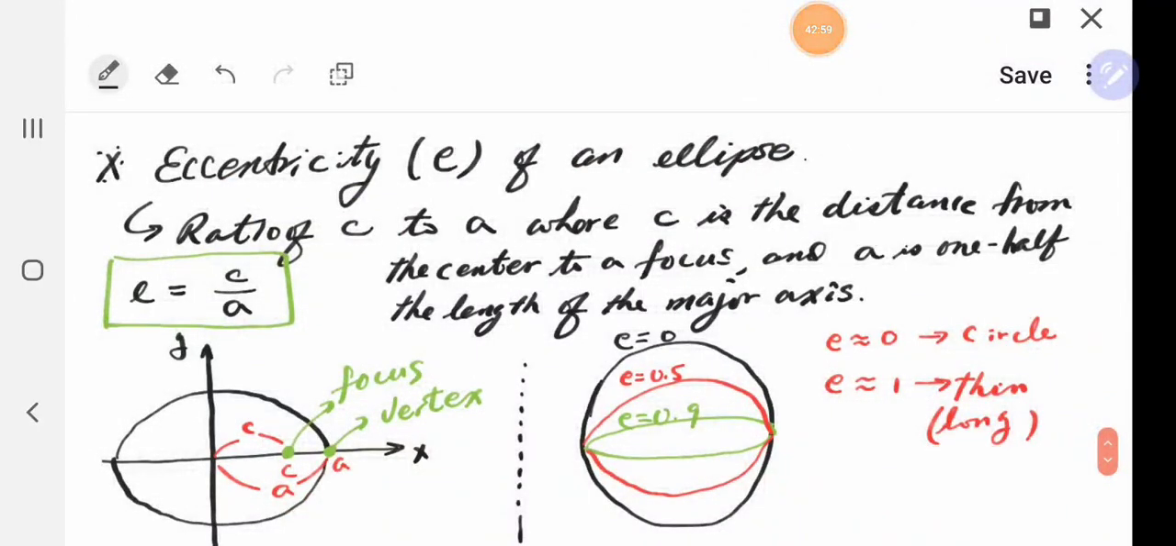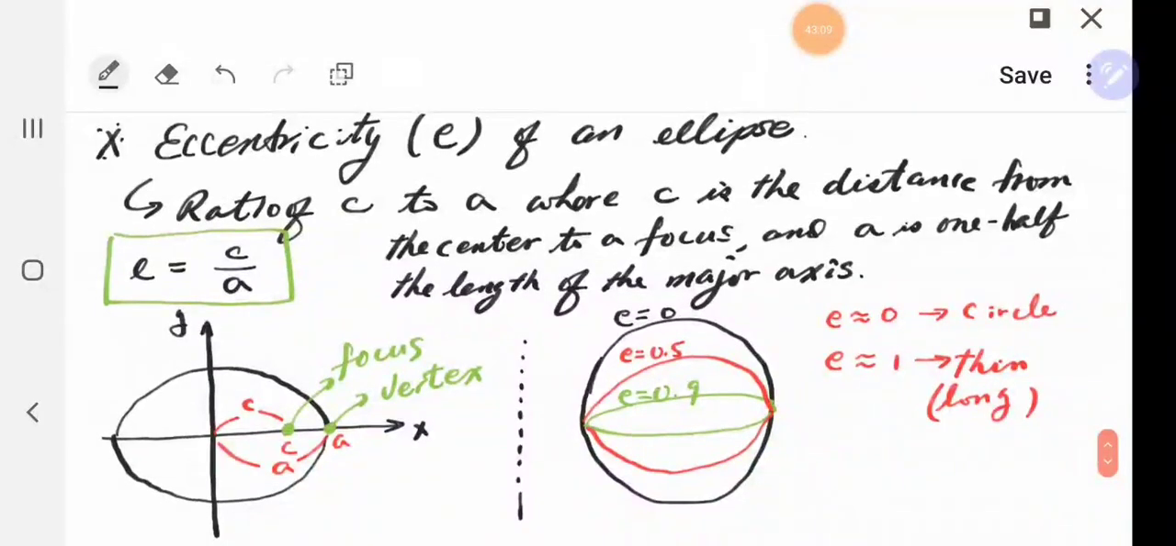Okay, eccentricity e of an ellipse. Eccentricity is the ratio of C to A. As you see, this C is the focus. So that is the length from the origin to the focus. And A is the major axis vertex. So A is half the length of the major axis. So eccentricity is a ratio of C to A, so C over A.